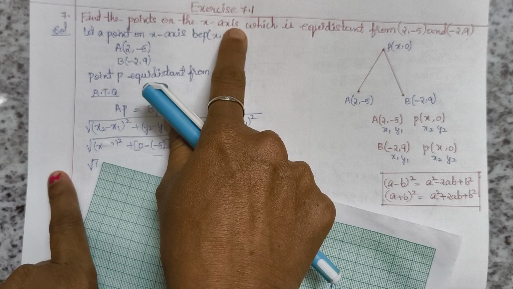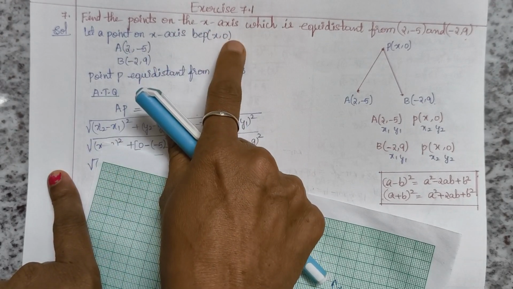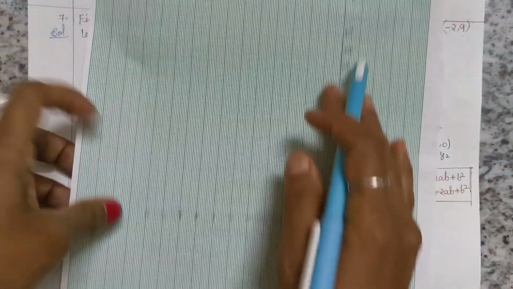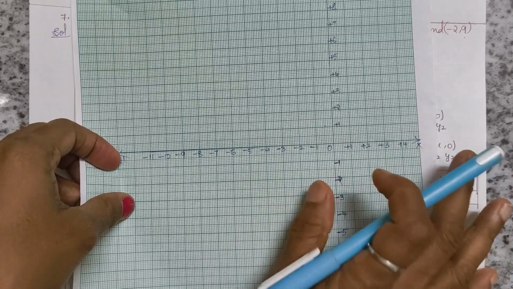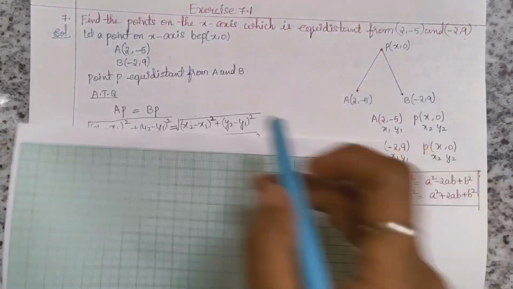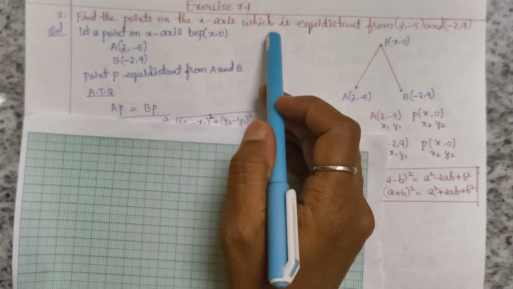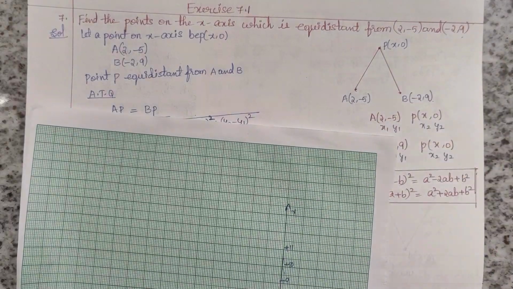See here what it is asking: find the points on the x-axis. Points on the x-axis means we will take what? (x, 0) we will take. Any point on the x-axis will be one number and 0. That number we have to find, so we will take x and 0. So let the point on the x-axis be (x, 0), which is equidistant from (2, -5) and (-2, 9).